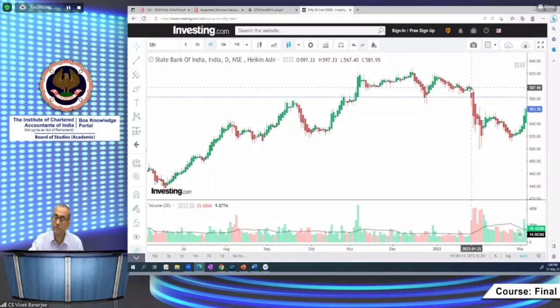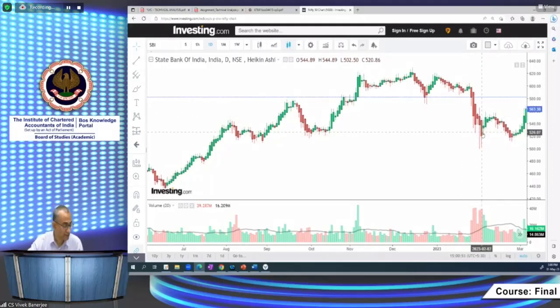And within a few days, the date at the bottom here is 21st of January 2023, and it decreases within a few days, 25th of January to 2nd of February, to 521. Means the share prices go from 597 to 521 within a week. So this is what panic selling can create.